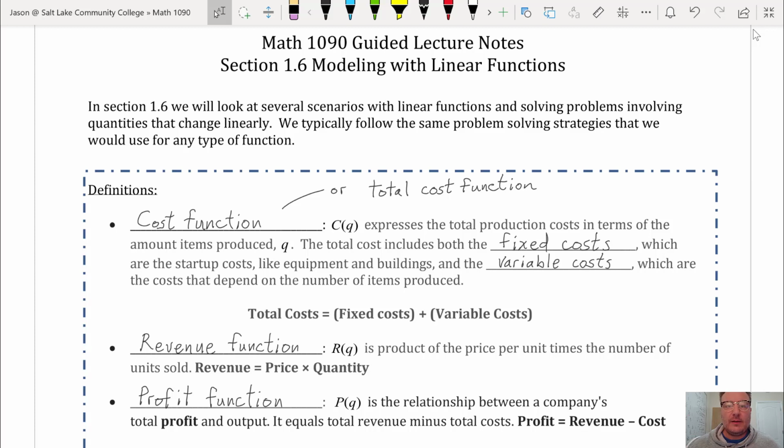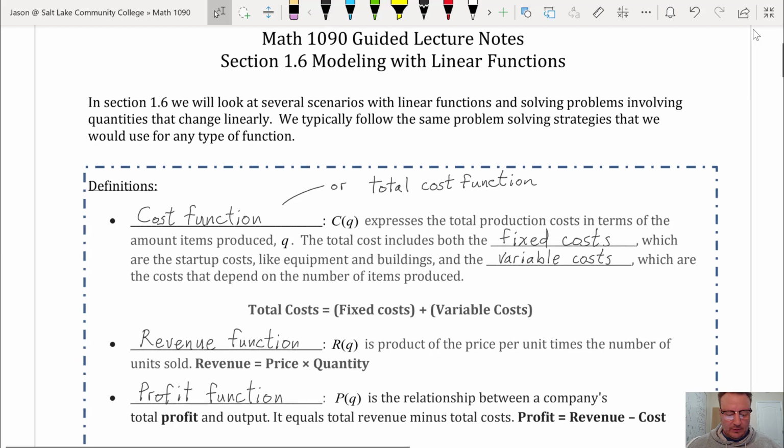Okay, this is Math 1090, section 1.6, Modeling with Linear Functions. Today we're going to talk about supply and demand, and then also cost functions, revenue functions, profit functions, break-even, also market equilibrium. So let's do some definitions first.